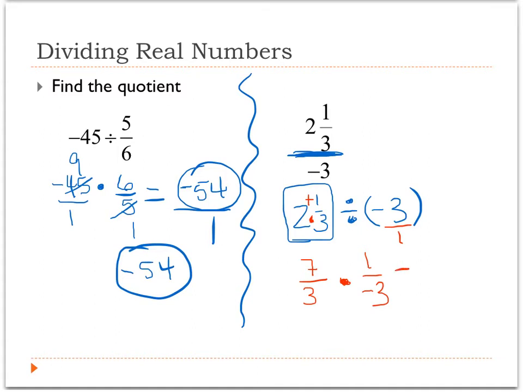So we're going to multiply the fractions together. I'm going to first look at diagonal numbers to see if I can cancel, or what we call factor out, and I can't. So then I will look at taking the top times the top. 7 times 1 is 7, and 3 times negative 3 would be negative 9. So my final answer becomes 7 over negative 9, or I can just simply say the fraction negative 7/9, which is simplified.